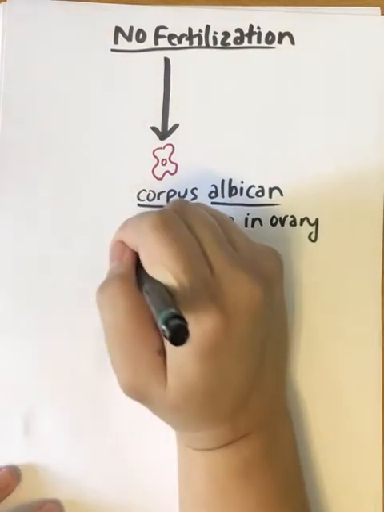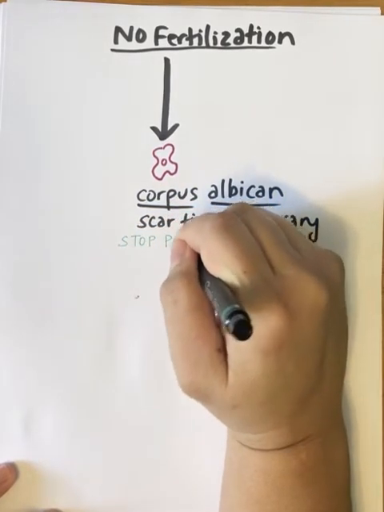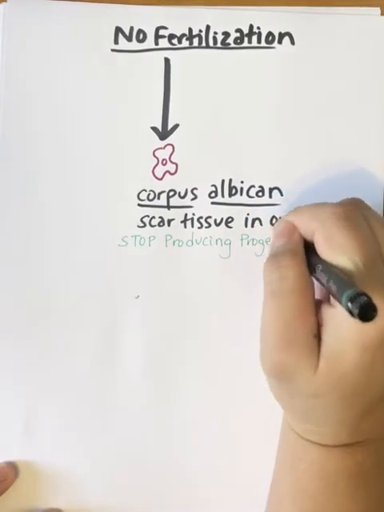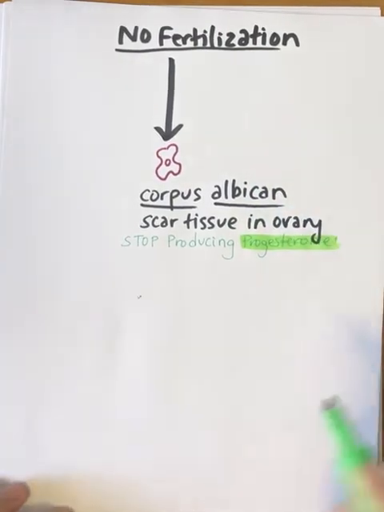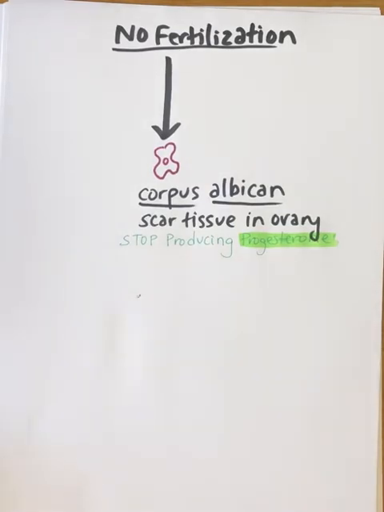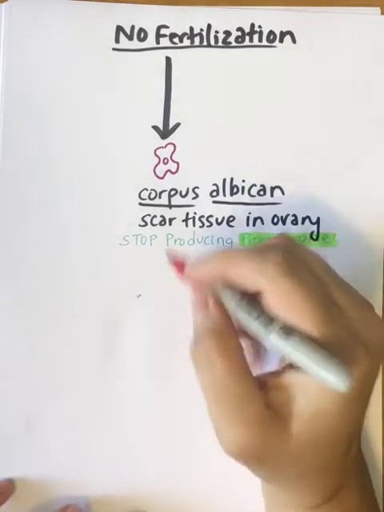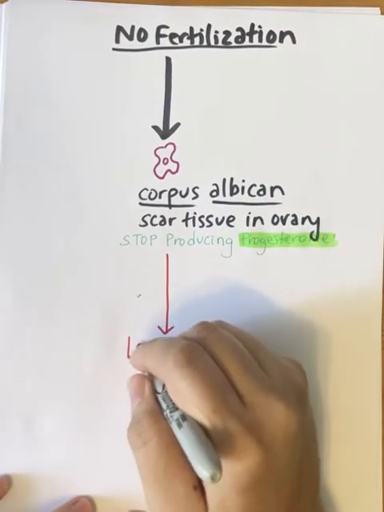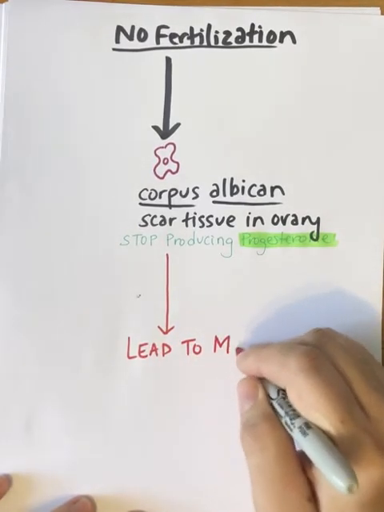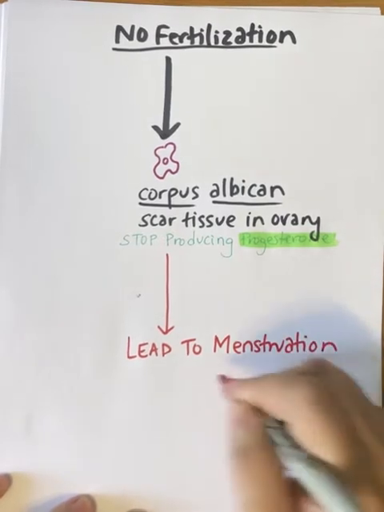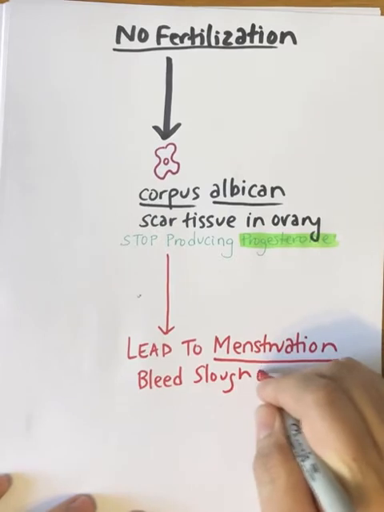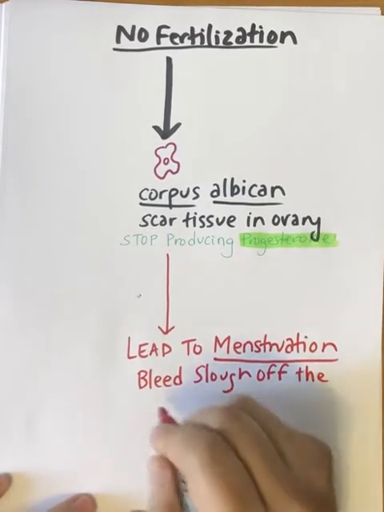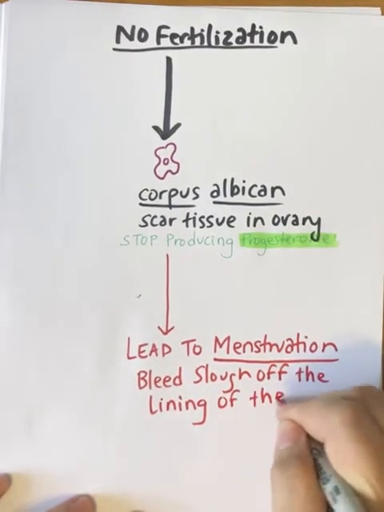So literally, you stop producing progesterone. So this is where you start being sad. You know pregnancy is not going to occur. Your body knows that pregnancy is not going to occur. So when you stop producing progesterone, then you have to get rid of all that endometrium. So this is literally going to lead to menstruation, which is your period. You're going to bleed, and you're going to slough off the lining of the endometrium of the uterus.